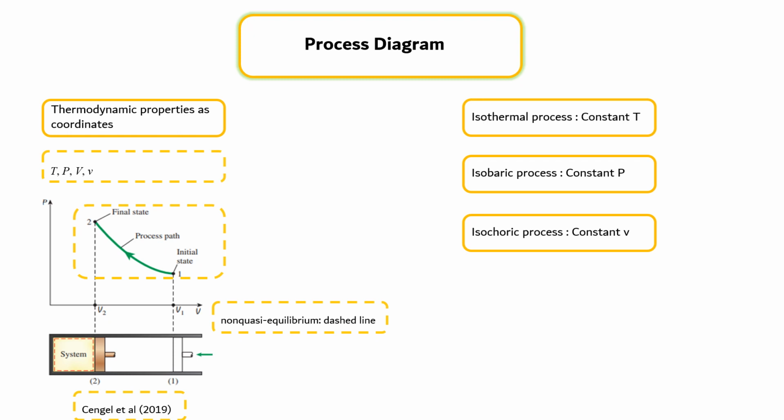A system is said to have undergone a cycle if it returns to its initial state at the end of the process. That is, for a cycle, the initial and final states are identical.